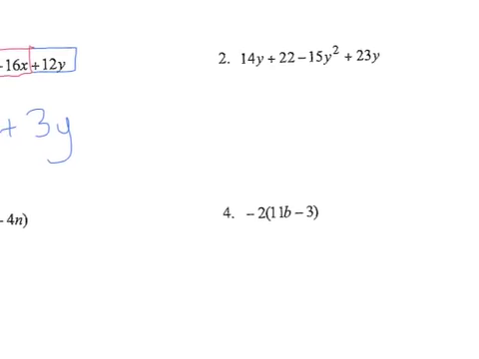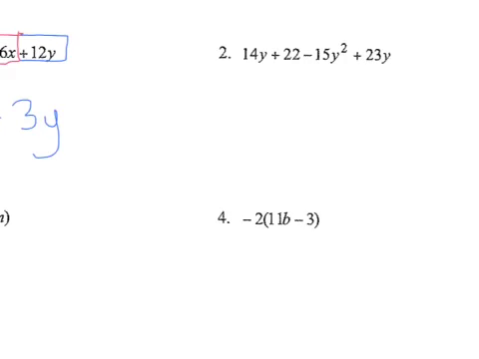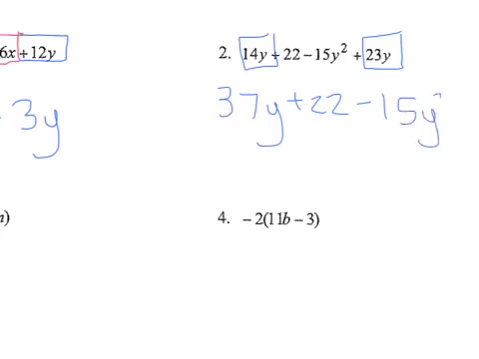Moving on to number 2. You've got 3 different kinds of terms. First you've got your y's, so we've got a 14y and a plus 23y for a total of 37y. Then we only have one number, so the plus 22 has to be in our answer, and so does the negative 15y squared. There's nothing those can be combined with.